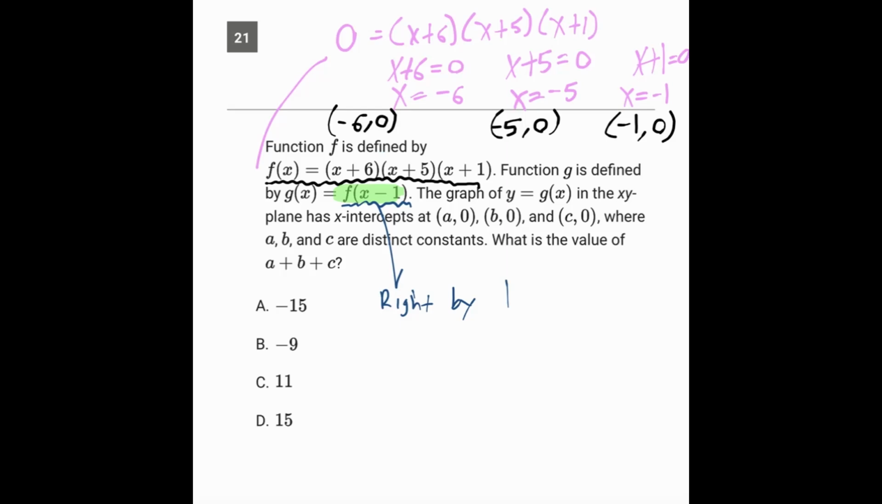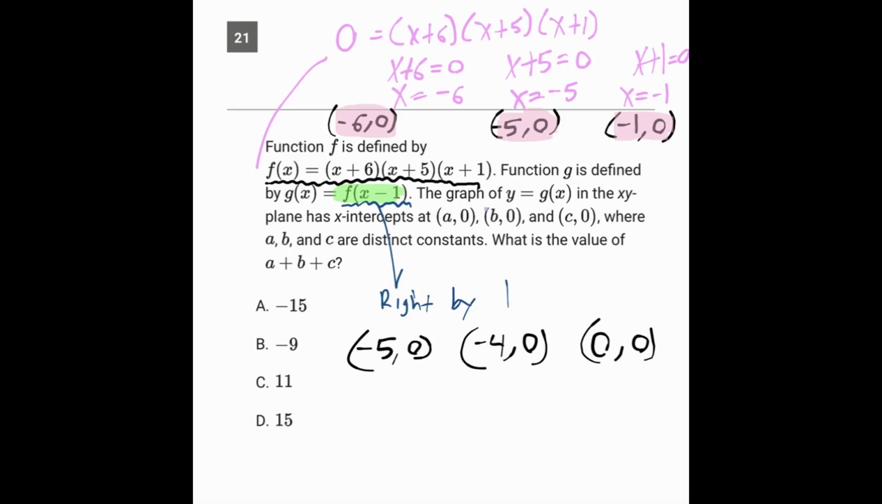So if we take our 3 x-intercepts that we had on the original function, we have to realize that all 3 of those have been moved 1 to the right. So just imagining where those points are and what would have to happen to move them to the right, you'd get -5, 0, -4, 0, and 0, 0.